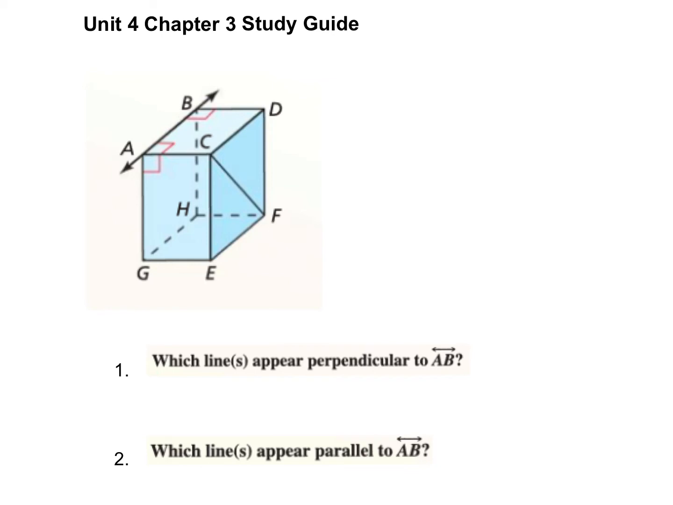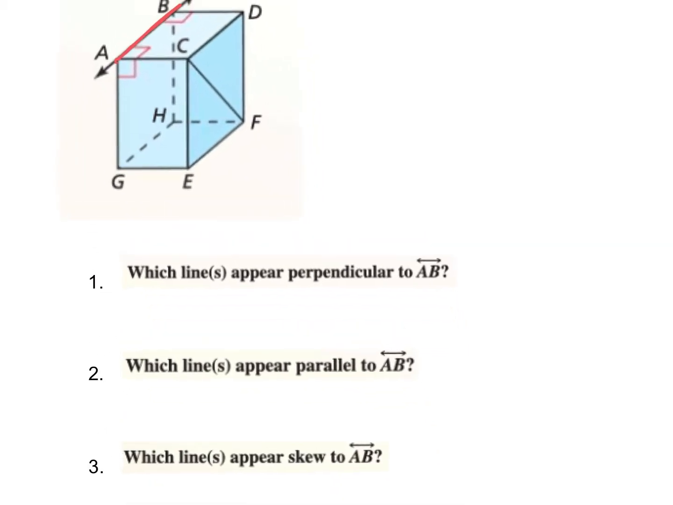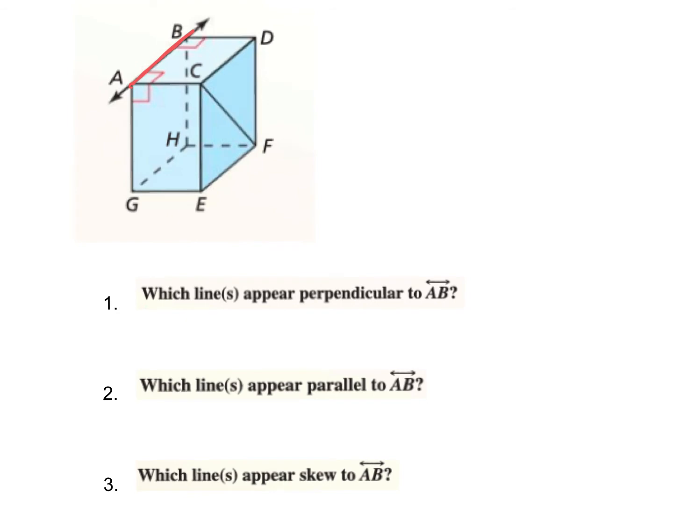Okay, let's go over Chapter 3 Study Guide. The reference point that we are using is AB here. Which line appears perpendicular to AB? These are all the lines that make a nice corner square with AB. So those lines are BD, AC, AG, and BH.